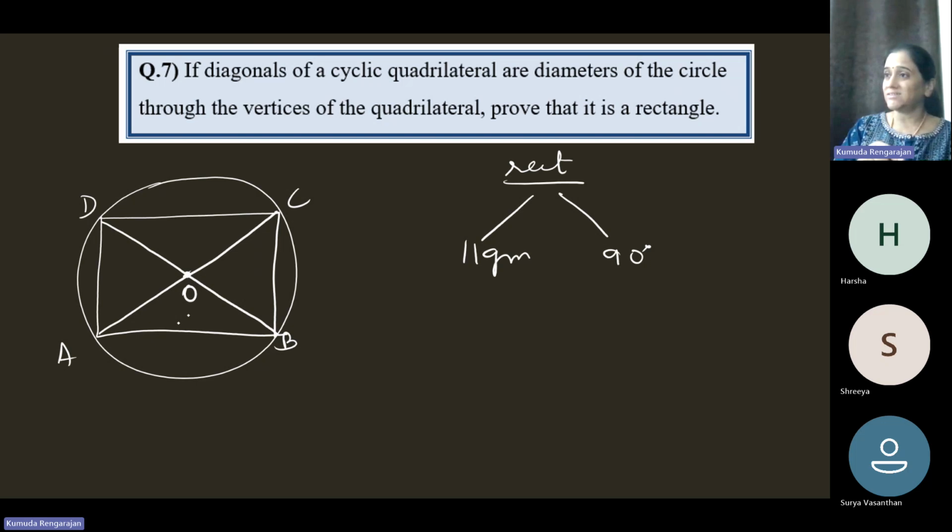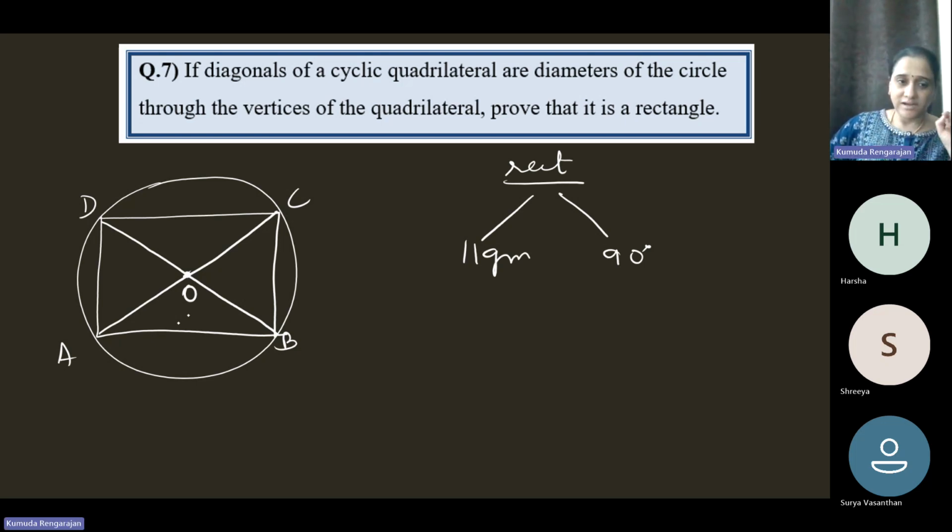What we're going to use here is when the diagonals bisect each other, it is a parallelogram. In a quadrilateral, when the diagonals bisect each other, it's a parallelogram. That is, if the diagonals have the same midpoint. What is meant by diagonals bisect each other? Both the diagonals will have the same midpoint. So here, which is the midpoint of the diagonal AC?